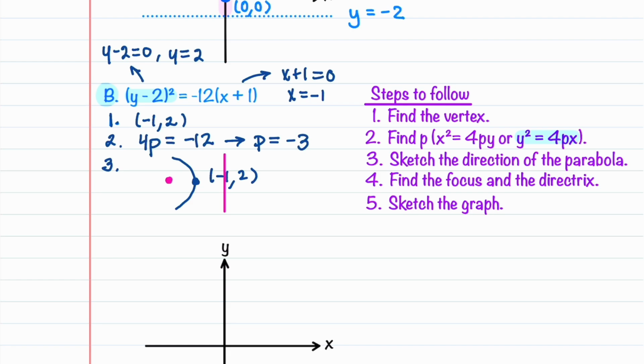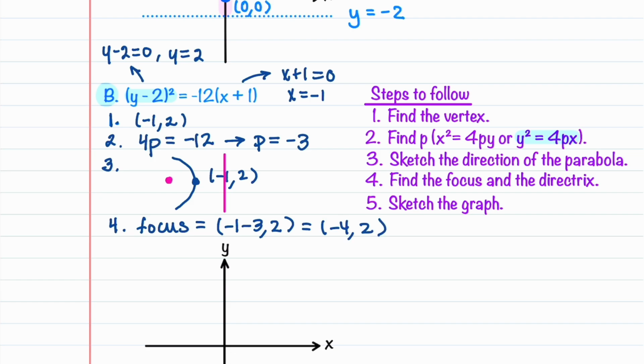Now what we're going to do is find the focus and the directrix. Let's do the focus first. It's going to be to the left of the vertex, and p is -3, so that means that our focus is going to be -1 minus 3, comma 2, which is just -4, 2.